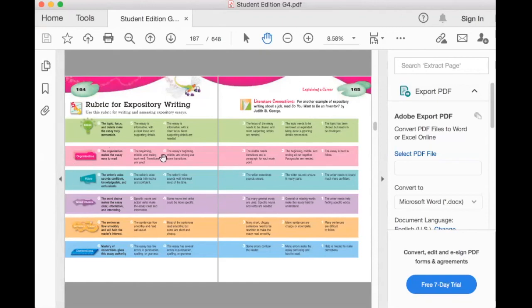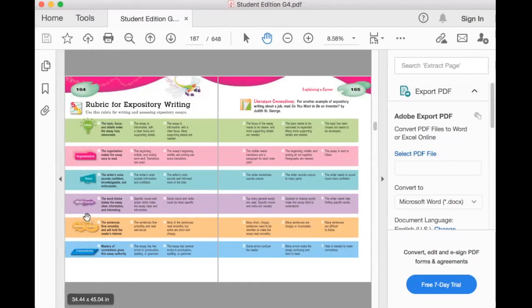The next number, organization. Fumi got a number 6. Everything was organized. It was made easy to read, easy to understand. For her voice, she only got a number 5. The writer's voice sounds informative and confident. Very good mark. But for excellent, the writer's voice sounds confident, knowledgeable, and enthusiastic. She knows what she's writing about. She's excited about what she's writing about.